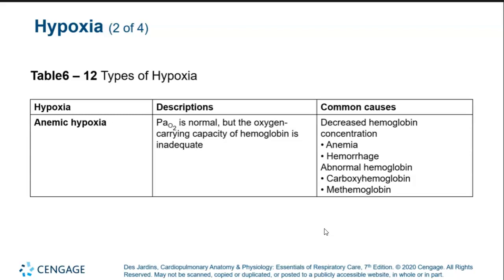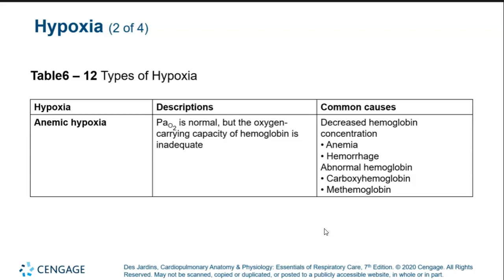So it can be from decreased hemoglobin concentration from anemia, which is literally low hemoglobin levels, or hemorrhaging for blood loss, or it can happen because of abnormal hemoglobin. So you can have abnormal hemoglobin where carbon monoxide is combining with the hemoglobin instead, and then the oxygen can't.